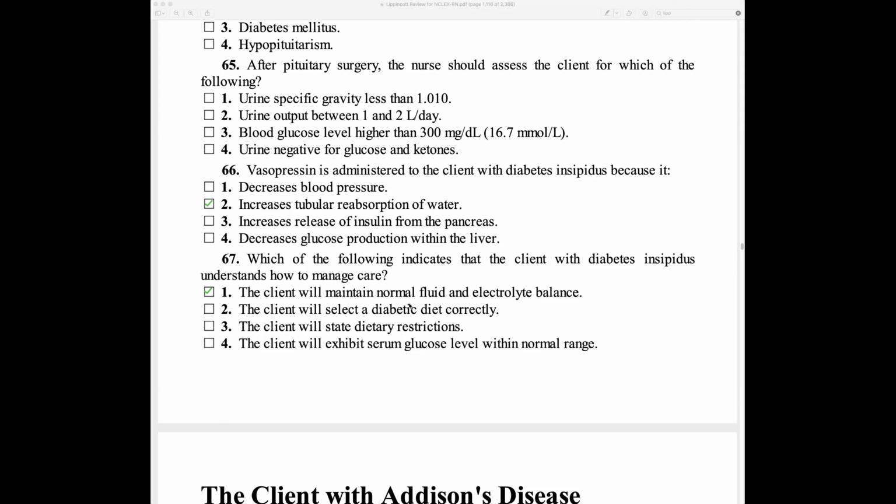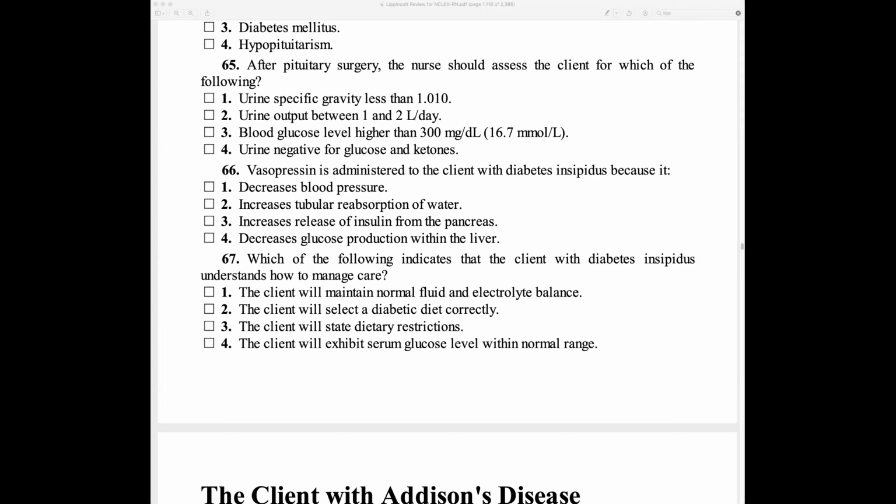So you see how they're trying to trick you? They don't need a diabetic diet for diabetes insipidus. They don't need dietary restrictions. And then exhibit serum glucose. So you can use the umbrella rule for this one. The umbrella rule is when three choices are all talking about the same thing, then the correct answer is the one that doesn't fit inside the umbrella. Okay? So these three, diabetic diet, dietary restrictions, serum glucose level, are all talking about diabetes mellitus. The only one that's not is one. Okay? So very, very good.